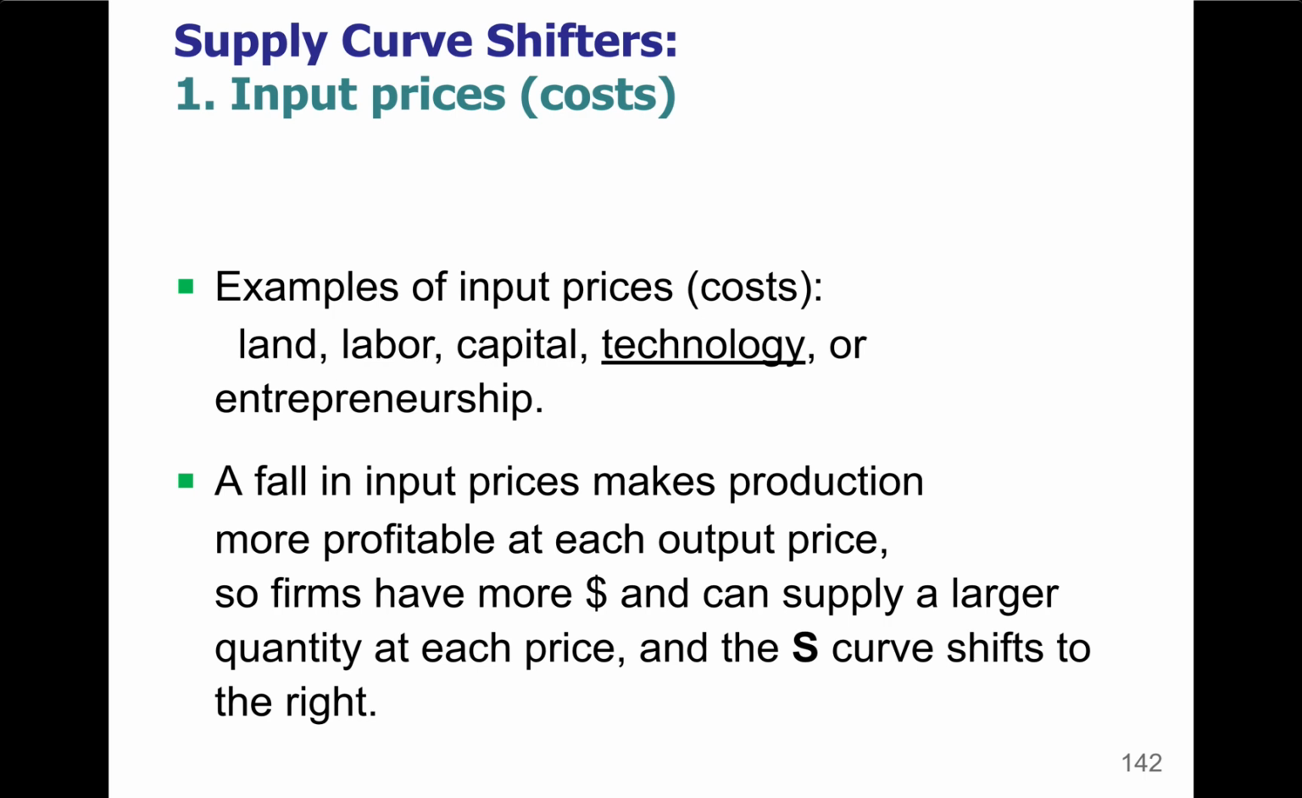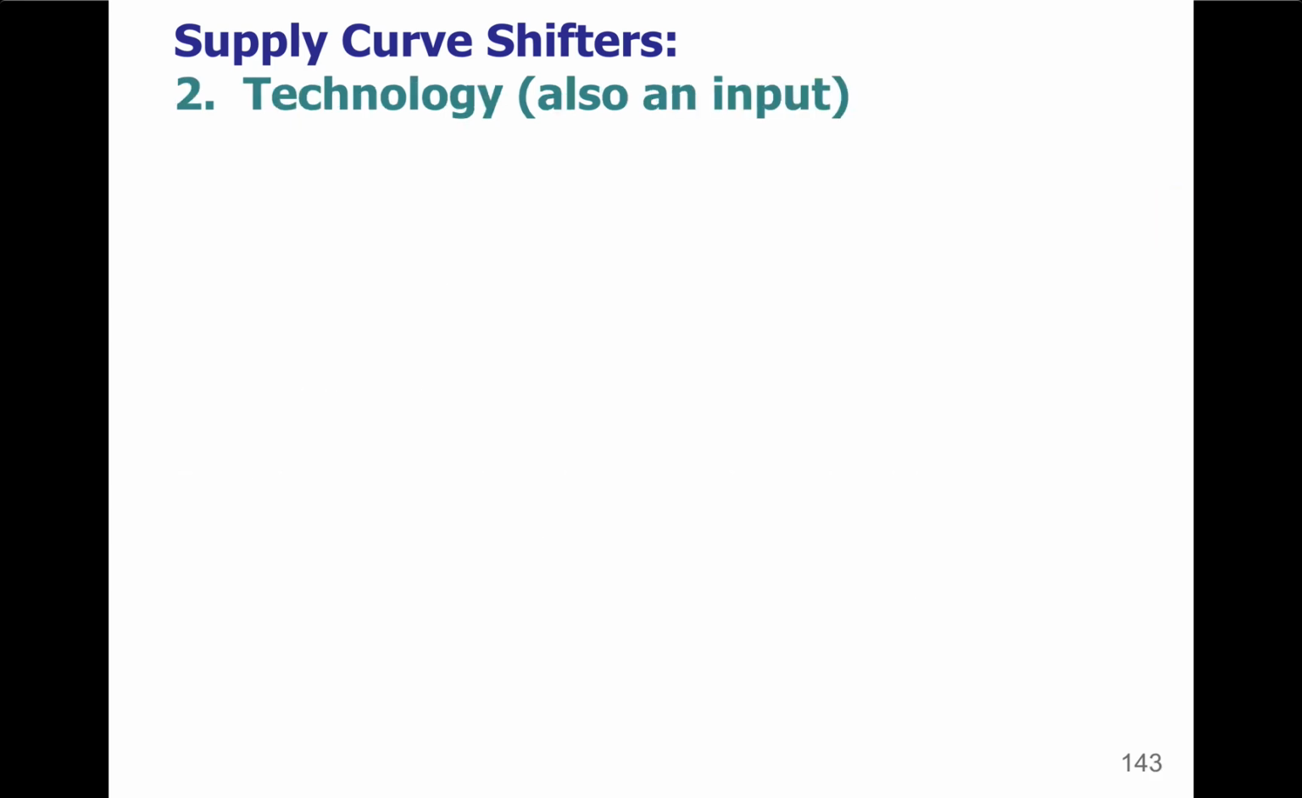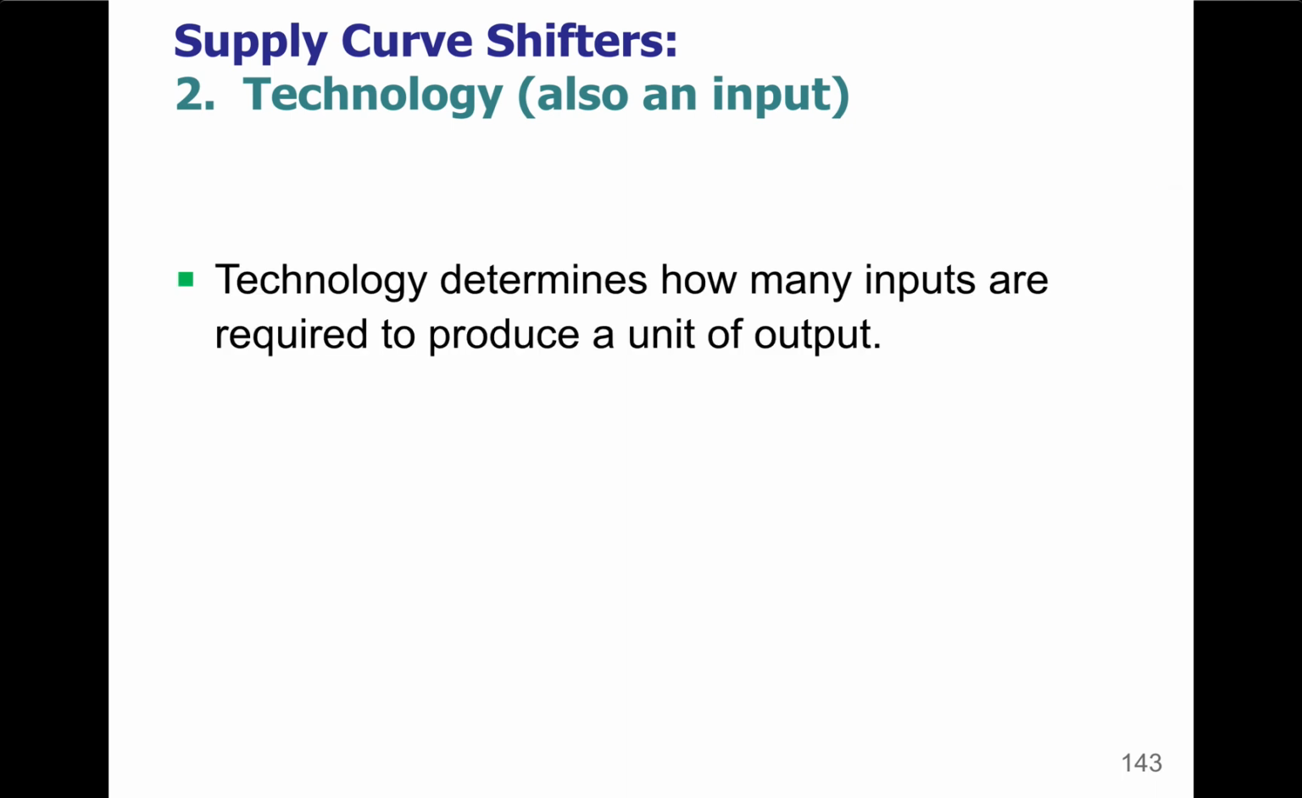If input prices become more expensive, then your supply line will shift to the left because then you have less money to be able to produce more units. Technology is also thought of as an input because businesses are using so much technology today. We are going to talk about it separately. Typically, companies purchase and implement technology in their business because they believe that it's going to help them be more efficient or more profitable in the future.